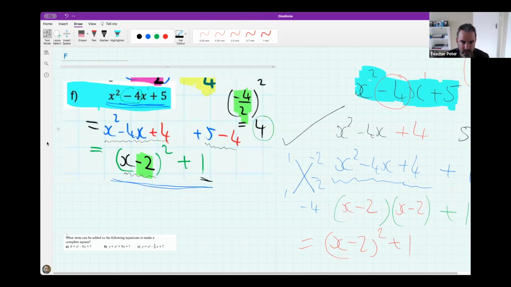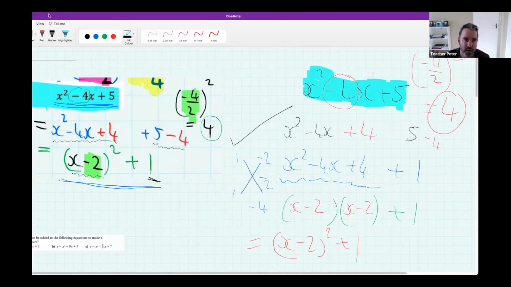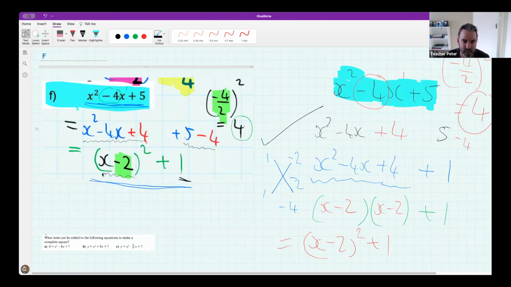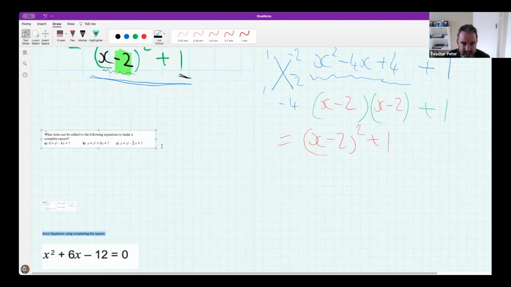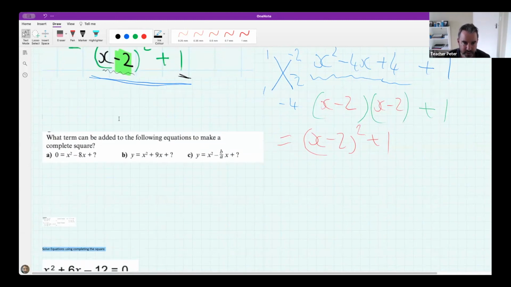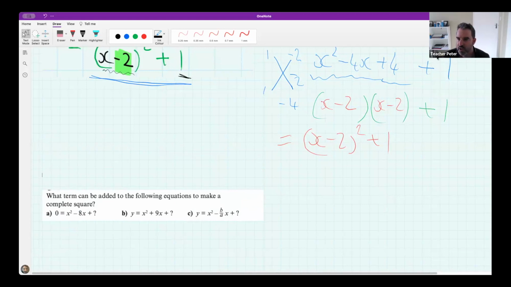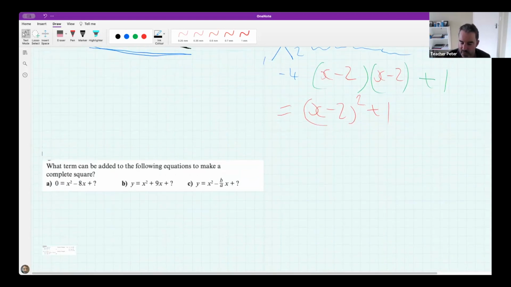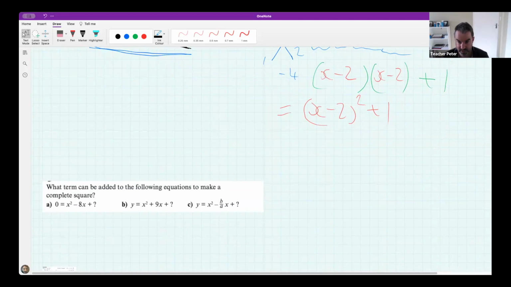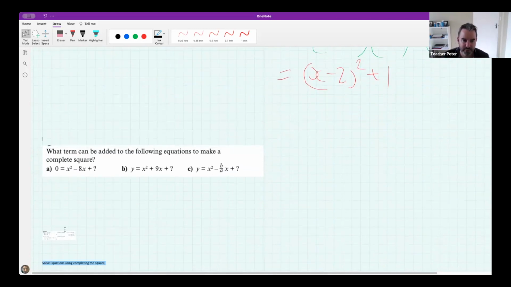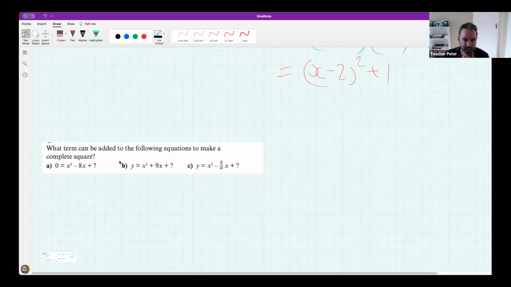If you are still feeling confused, I want you to rewatch this part of the recording and then go from there. But today, we're going to move into solving equations using completing the square. This would not be my first choice, but sometimes a question may force you to solve by completing the square. So I'm going to show you how we can do that.